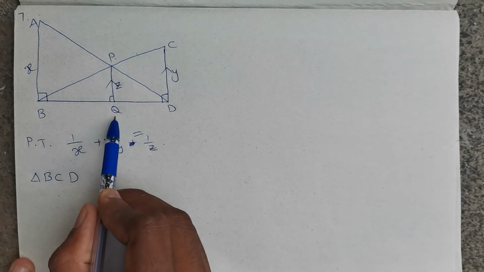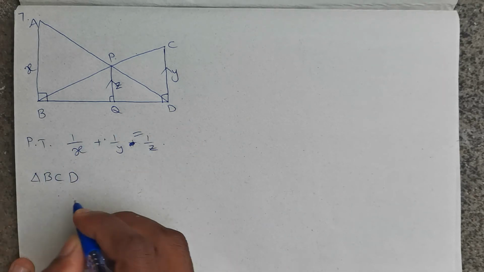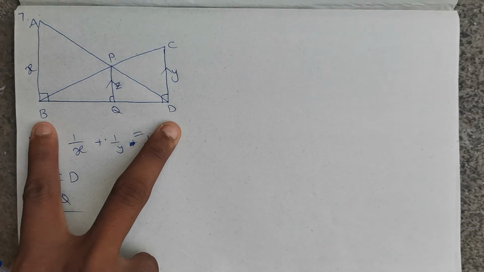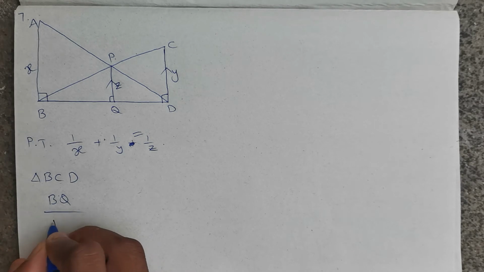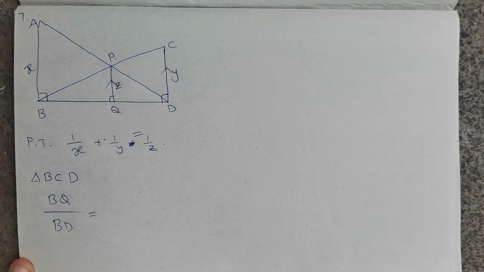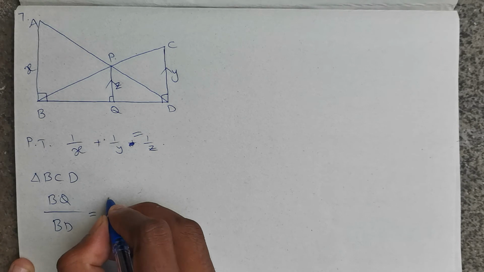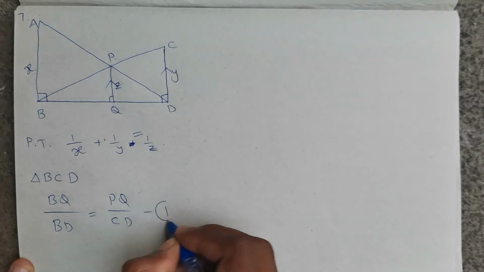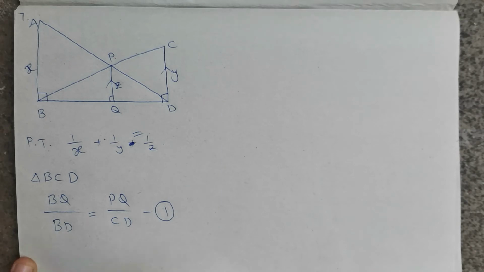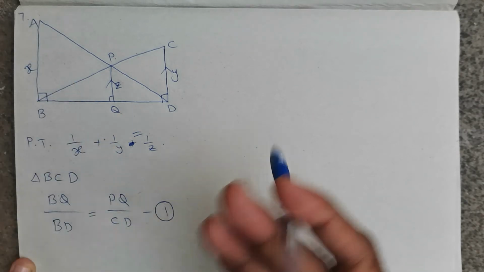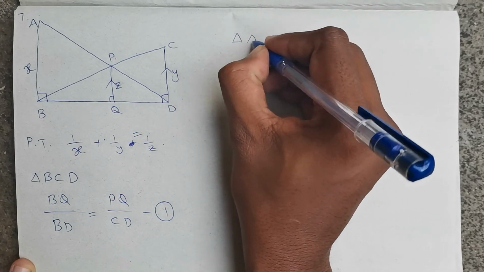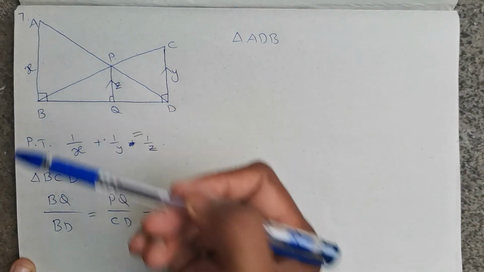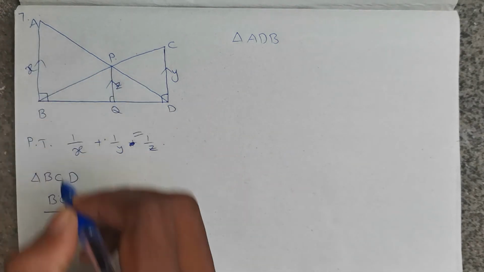Here, side of the smaller triangle BQ divided by side of the bigger triangle BD is equals to base of the smaller triangle PQ divided by base of the bigger triangle CD. This is equation 1. Now I will go with the left side part, triangle ADB. Again this PQ is parallel to AB. PQ is also parallel to AB.